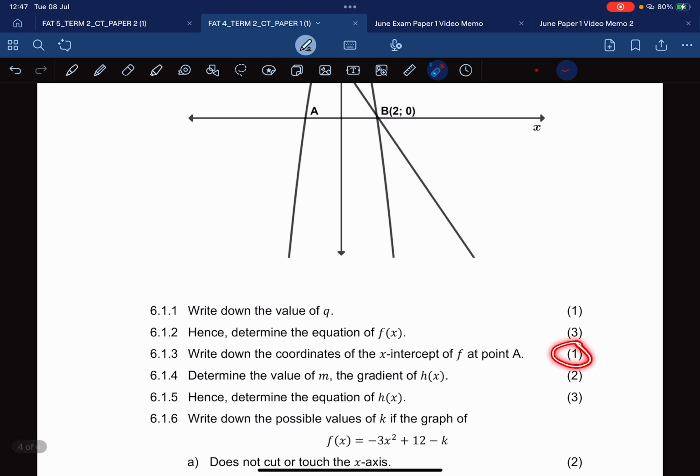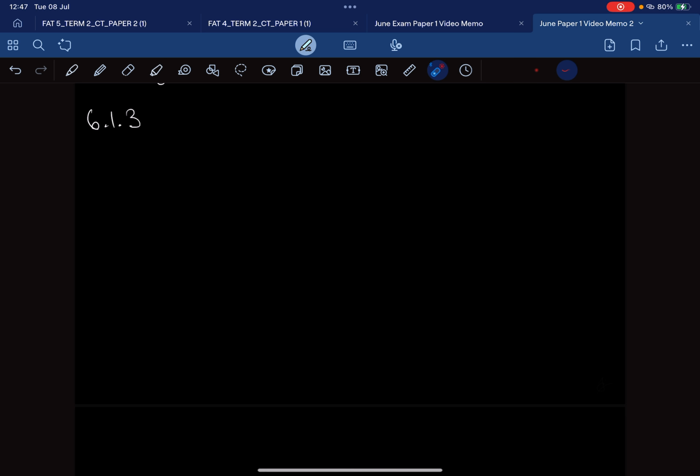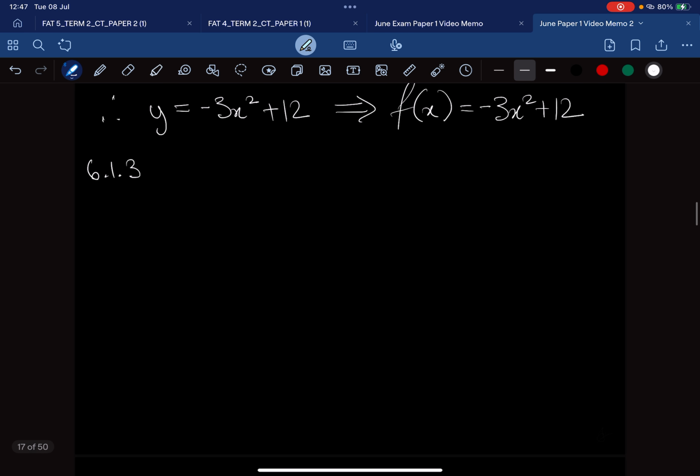Notice it is 1 mark, so there is really no calculation to do here. So I'm simply going to write there my A is (negative 2, 0). That's all I need to do.